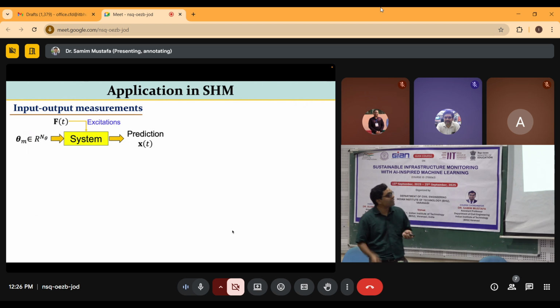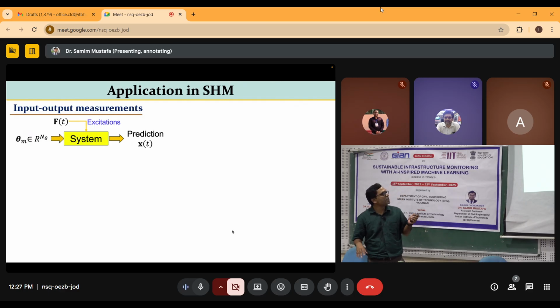Now, application in structural health monitoring. I have discussed this from the viewpoint of a mathematical tool which can be used for any engineering field. Now I apply it in the field of structural health monitoring, because this is the sustainable structural health monitoring course. A system is characterized or defined by a stiffness parameter or model mass parameter theta, right? Once you define the stiffness or mass, then you define the system. Every system has defined stiffness and defined mass, right?